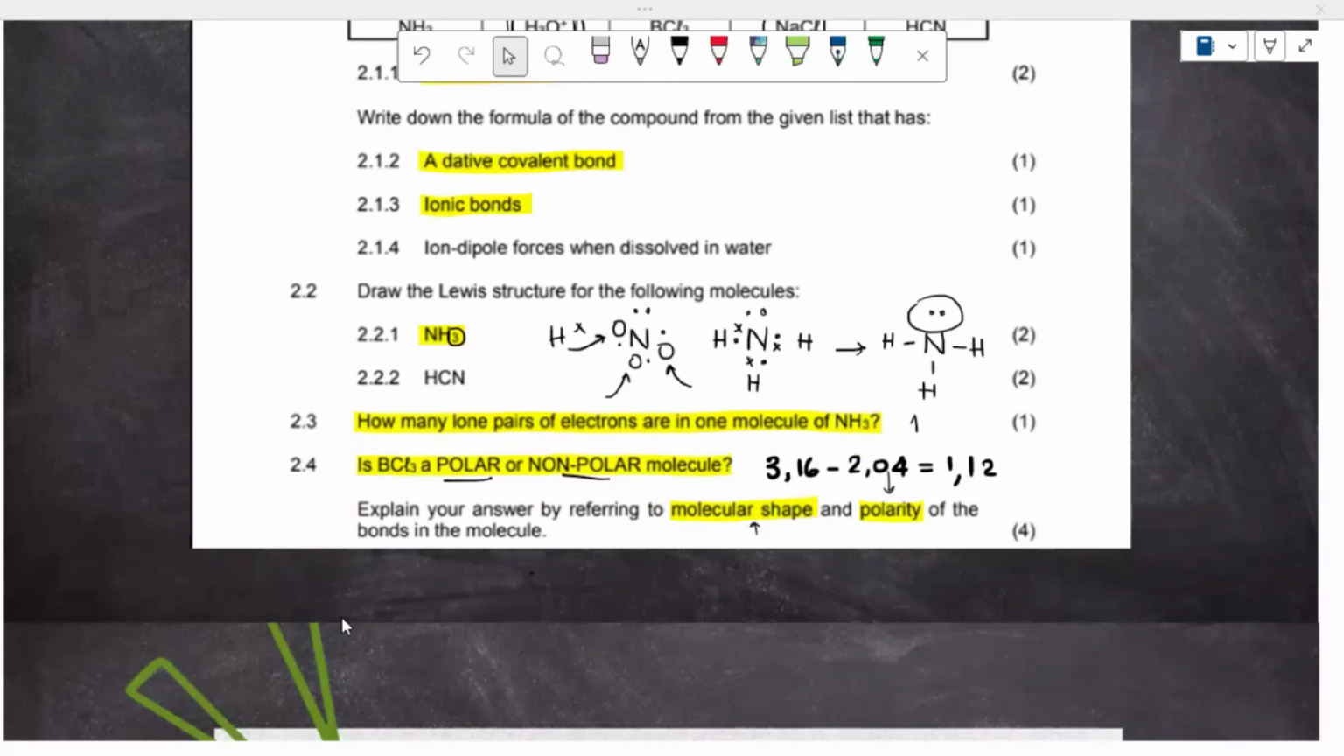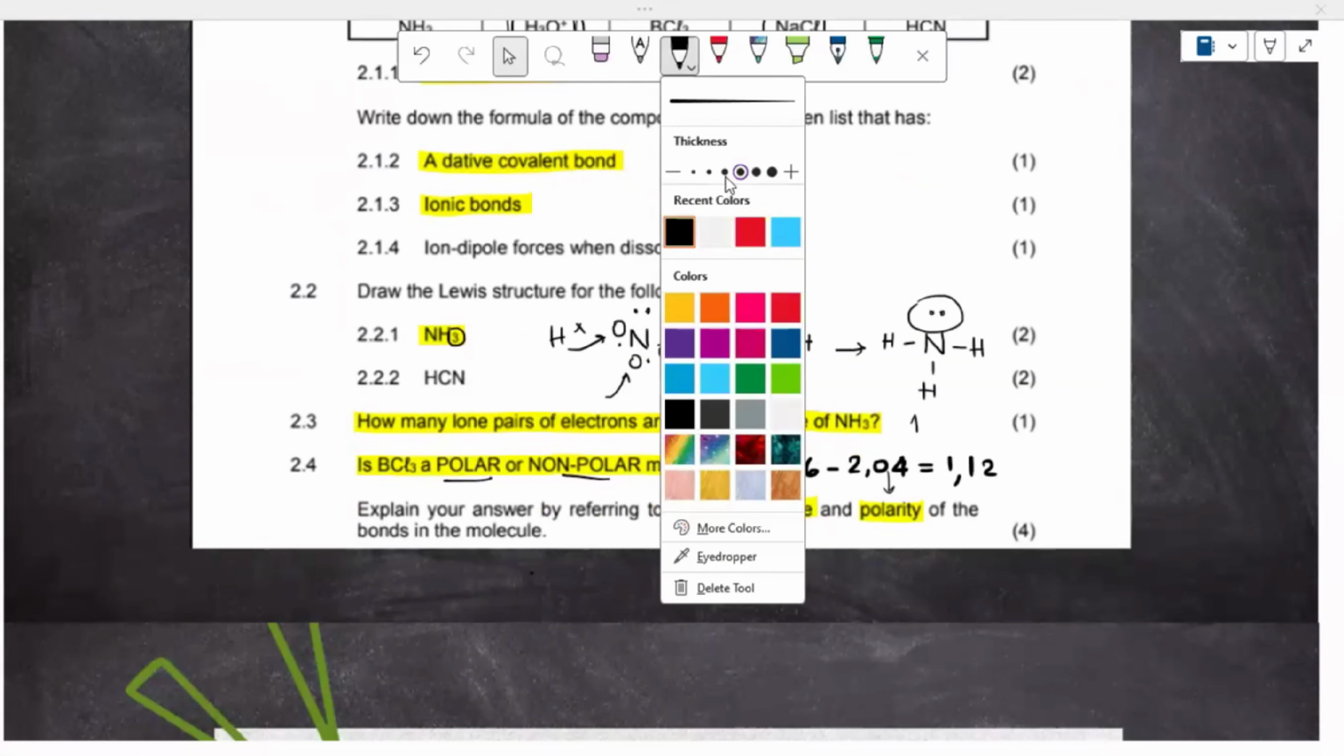Okay, thank you, Fiabetswe. So you also got 1.12. So what I was saying, let me just emphasize that again.